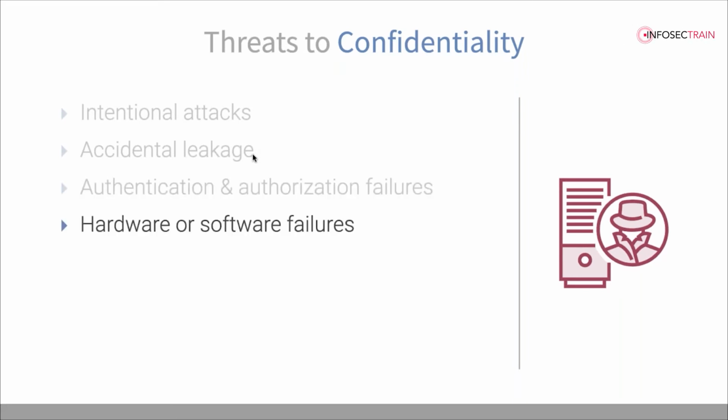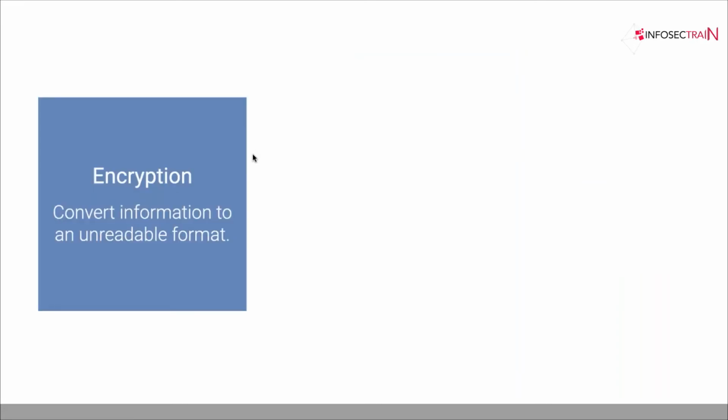Hardware or software failures could also lead to confidentiality issues. Anyway, so these are some of the threats. Again, this is not an exhaustive list, but just to give you a sense of what different kinds of threats could be there for your confidential data. And so the ways to again overcome these challenges.